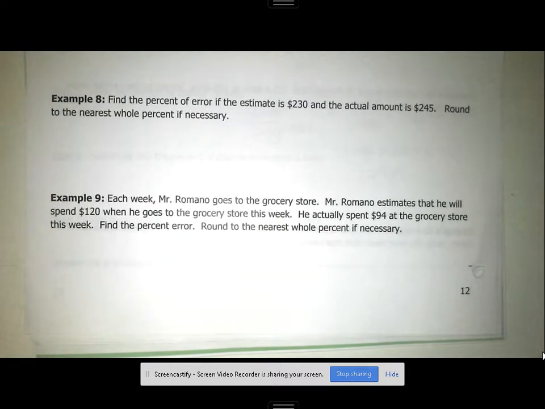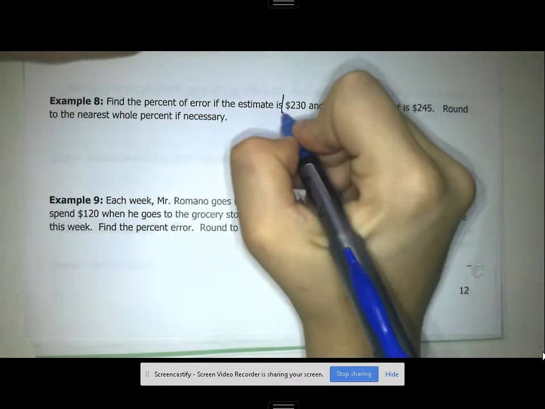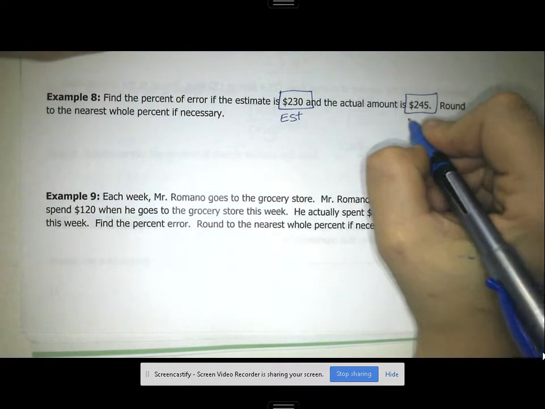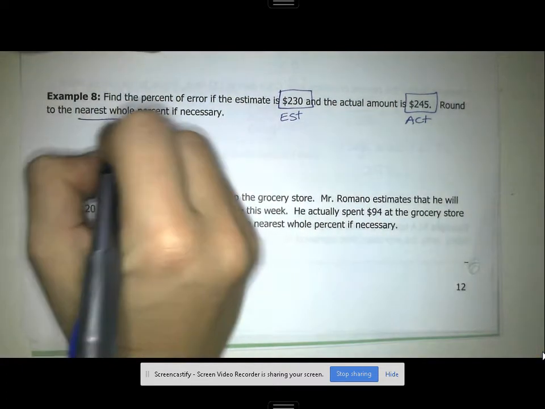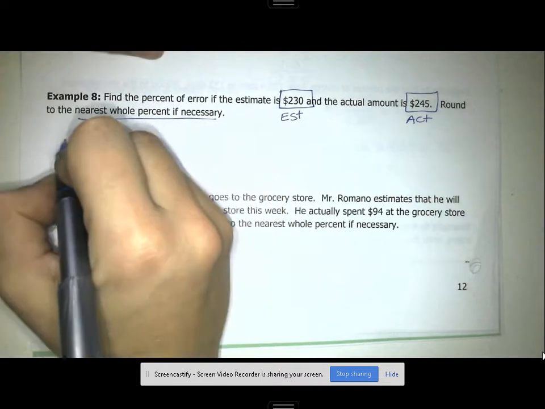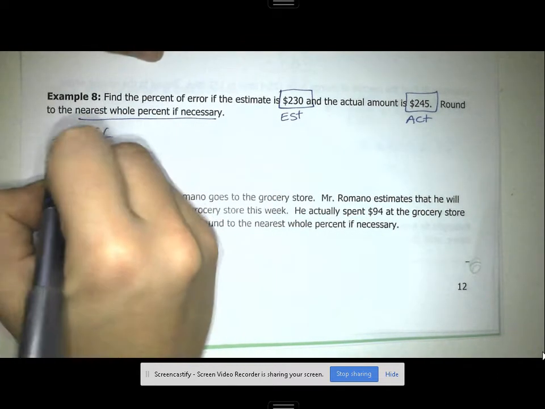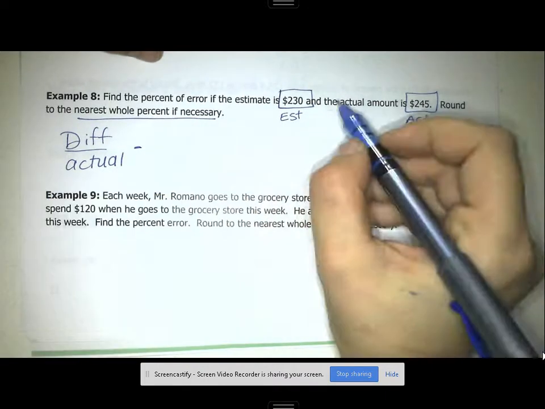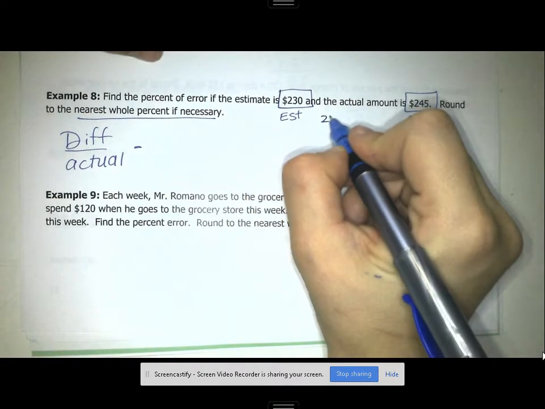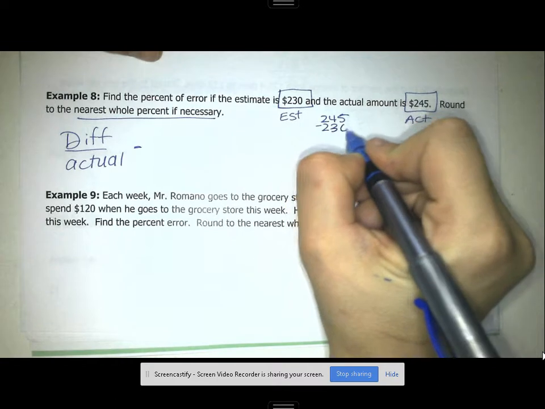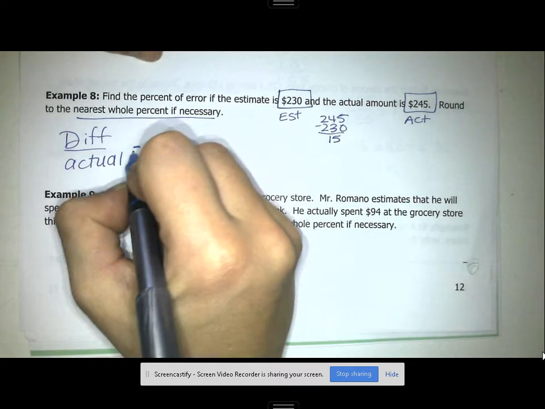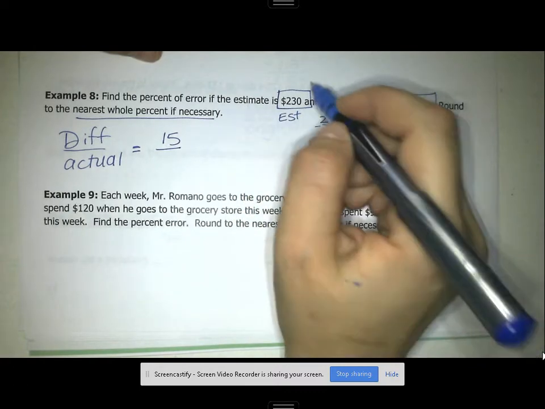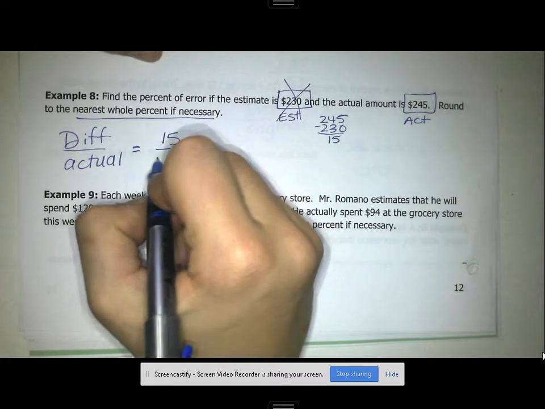So find the percent error if the estimate is 230. So there's my estimate. And the actual amount is 245. So there's the actual. Round to the nearest whole percent if necessary. So you're going to do difference over actual. So the difference between these two things, let's see, 245 minus 230 is 15. So it's going to be 15 over the actual. Now careful, we're not going to use this number, right? We're going to use the actual, which is 245.